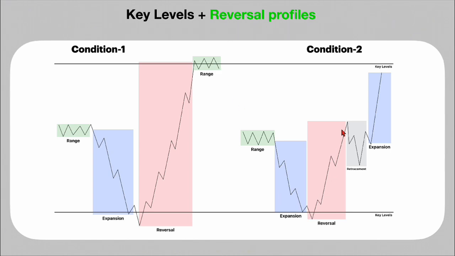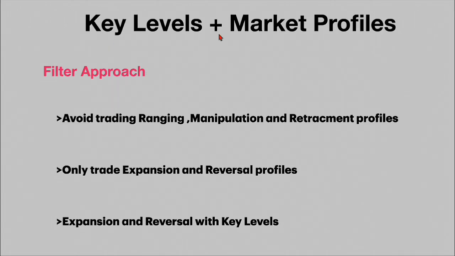If a reversal ends without touching a key level, then we expect a retracement profile to form, as drawn liquidity is still in play. This retracement profile will eventually target the key level above, creating the possibility for an expansion after. Using market profiles and key levels together acts as a filter, helping us expect certain outcomes while avoiding others.